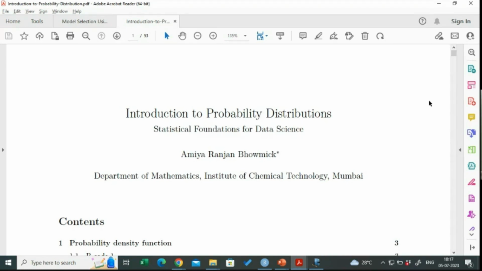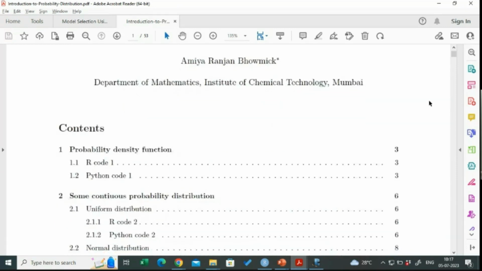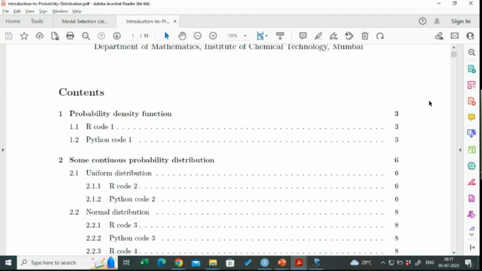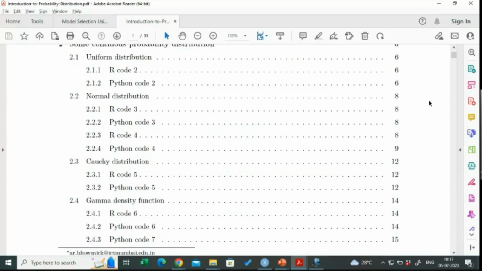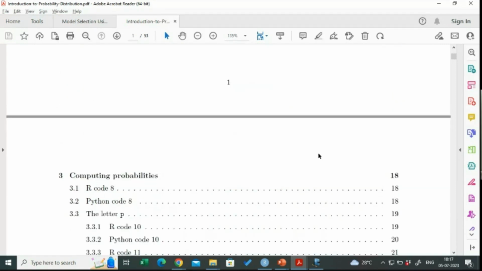For example, this is a document I use for teaching at ICT: Introduction to Probability Distributions. This is the probability density function. Then some continuous distributions will come, and similarly how we can compute probabilities.